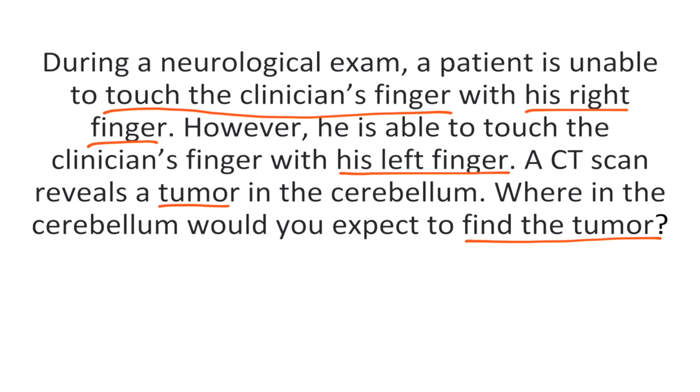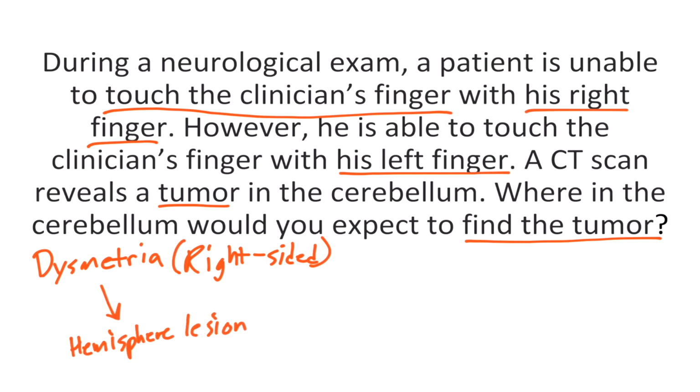So this patient is unable to touch the clinician's finger with his own finger. This is a classic representation of dysmetria, which we discussed earlier in this lecture. The patient demonstrates dysmetria on the right side, but not the left side. Due to this clinical symptom, dysmetria, we are thinking of a cerebellar lesion. The CT scan shows a tumor in the cerebellum, so where do we expect this tumor to be? Well, dysmetria is a sign of a hemisphere lesion, so we suspect the right cerebellar hemisphere.